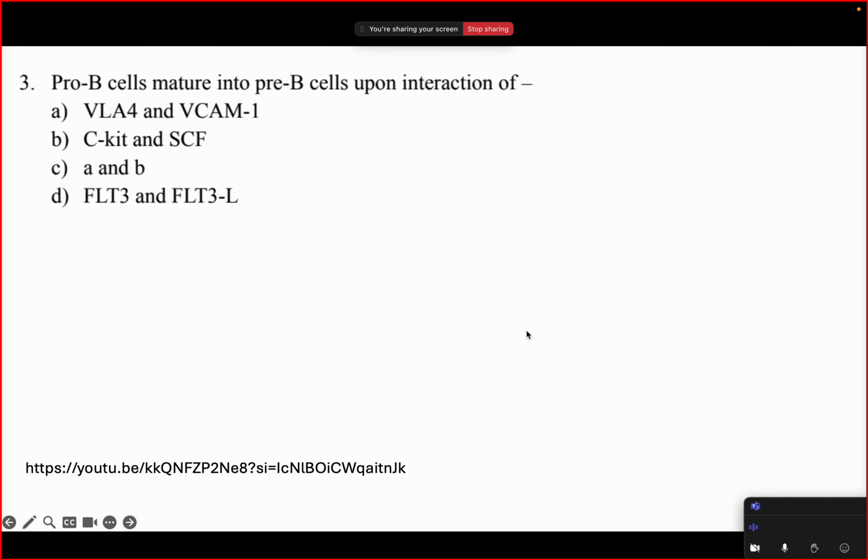So the next question for today is: pro B cells mature into pre B cells upon interaction of VLA4 and VCAM1, c-KIT and SCF, both A and B, or FLT3 and FLT3L? Your 1 minute time starts now. Please put your answers in the chat box.